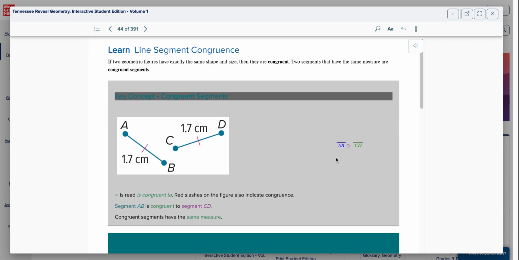Now I want you guys to look over here. See this little symbol right there? You're going to see that on the ACT. It means that the two things that you are comparing are congruent to each other. They're the same measure, the same length, the same distance.